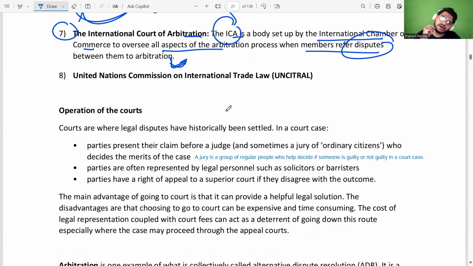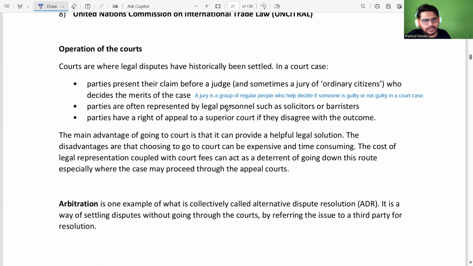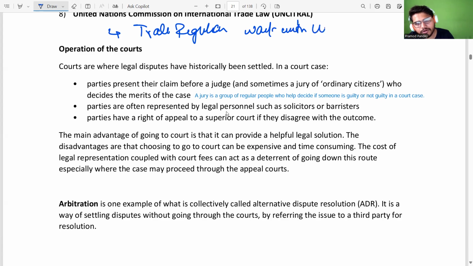Then we have the United Nations Commission on International Trade. This is another body that you have for overseas trade, as in trade regulators, that works with your World Trade Organization, right?